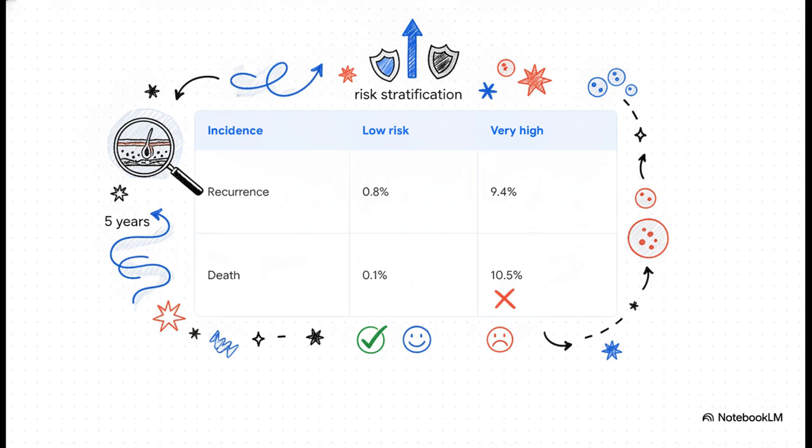The adjusted 5-year local recurrence was 0.8% for low-risk tumors, compared to 9.4% for very high-risk tumors. For disease-specific death, it was 0.1% for low risk, compared to 10.5% for very high risk. To put that into perspective, this is exactly why risk stratification is taken so seriously.